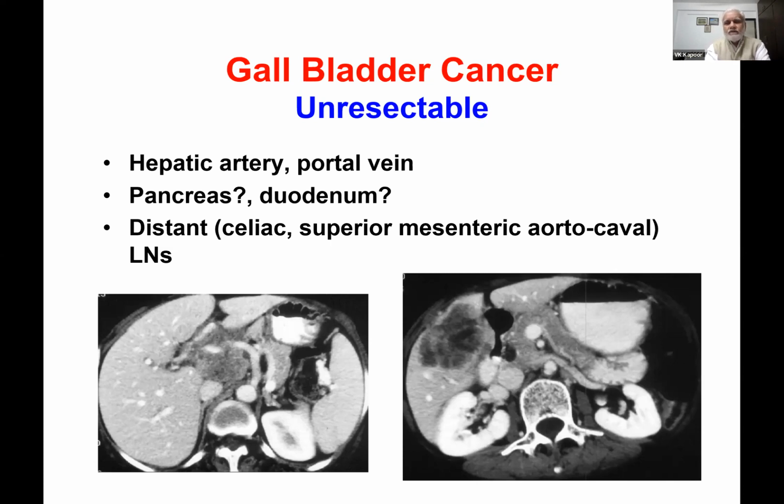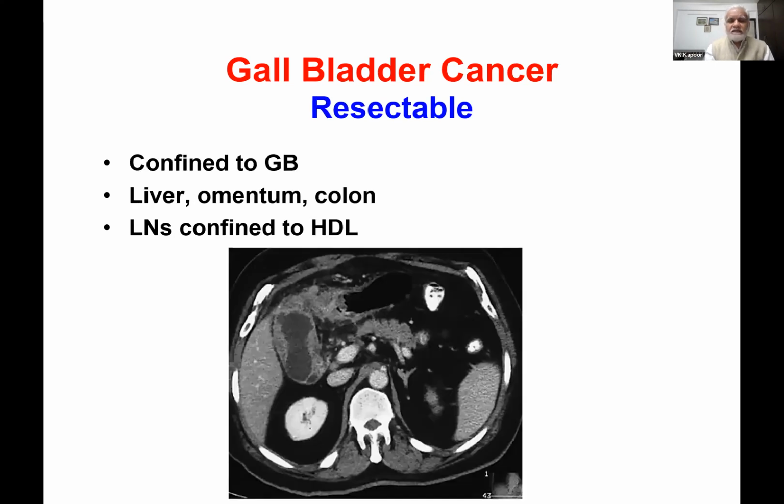For duodenum alone, without pancreatic involvement, a significant experience reported again by Dr. Anil Agrawal from G.V. Pant Hospital, with either sleeve or segmental resection of duodenum without PD, can achieve an R0 resection margin and good results. Distant nodes like celiac, superior mesenteric, or aortocaval, as I mentioned earlier, are as bad as distant metastasis and make the disease unresectable. So what is resectable is disease confined to the gallbladder with liver infiltration, infiltration of omentum and colon, which are dispensable organs, and lymph nodes confined to the hepatoduodenal ligament.